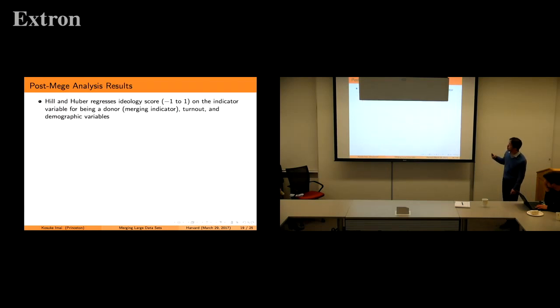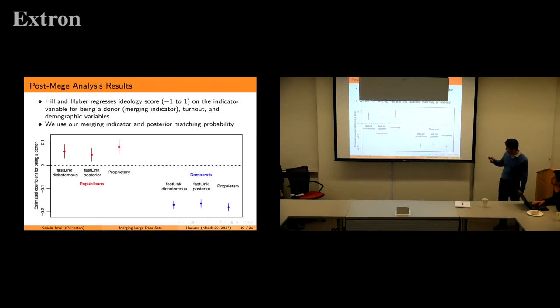So here, Hughes and Hoover in the original article regressed ideology score. It's a little bit tautological because this ideology score is derived from the donation records. But setting that aside, they regressed the ideology score on the indicator variable for being a donor. So this is basically whether you are able to find the match in the records, and turnout and other demographic variables. So we're going to use our merge indicator and posterior matching probability to see how the results change.